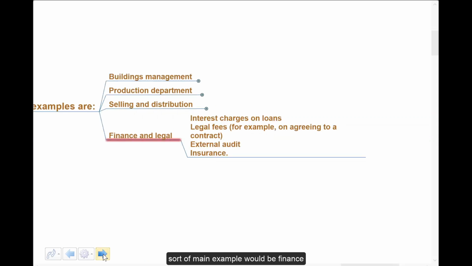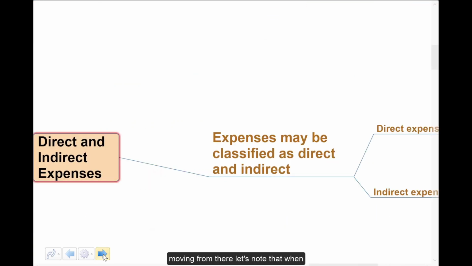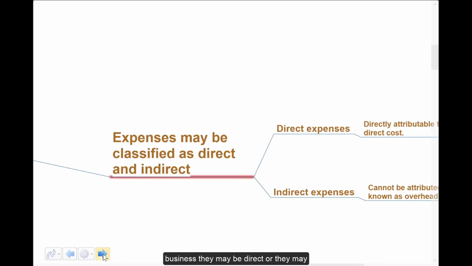The last main example would be finance and legal. I guess that's where we come in, but we're talking about things like interest, possibly legal or professional fees, perhaps an audit, possibly insurance, etc. So a number of different functions by which expenses could be classified. Moving from there, let's note that when we think about expenses, as we said up top, various functions within a manufacturing business, they may be direct or they may be indirect.